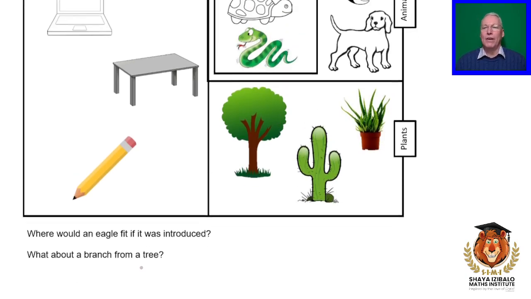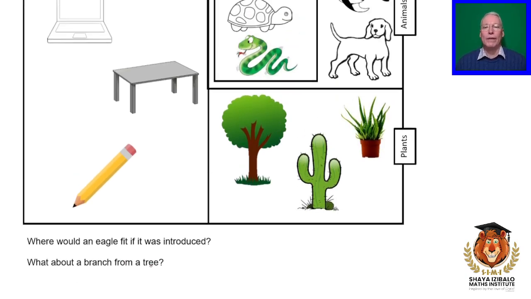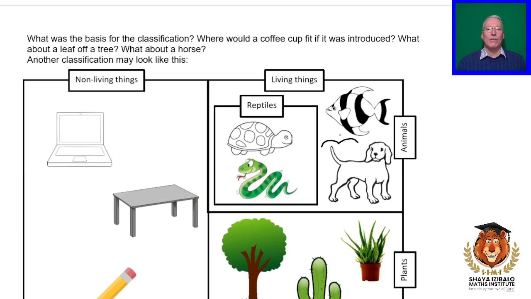Where would an eagle go? Where would we put an eagle if we now said we've got it? It's definitely a living thing, so it wouldn't go in here. It's not a plant. It's an animal. An eagle would go in here. I'm just going to draw a picture of an eagle flying. That's as good as my art gets. There's my eagle over here.